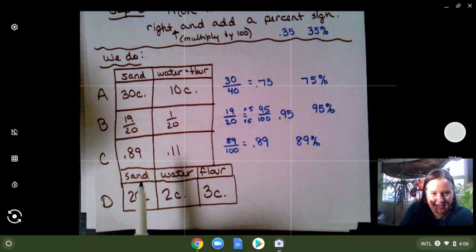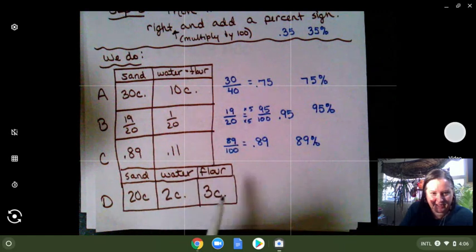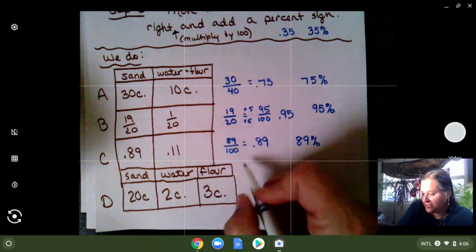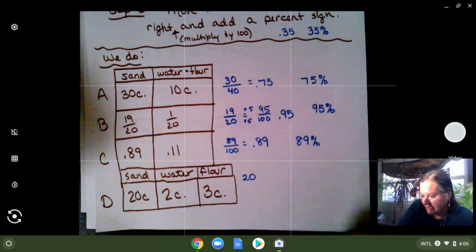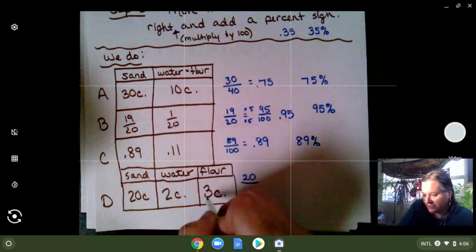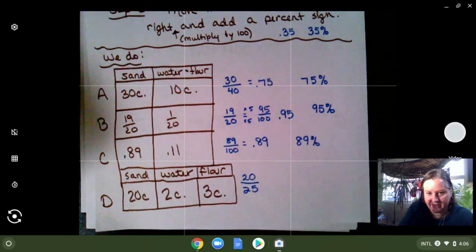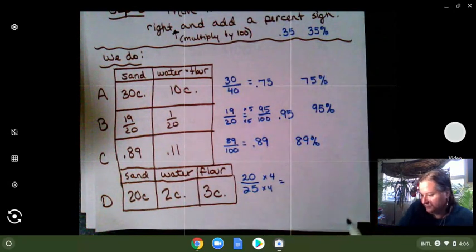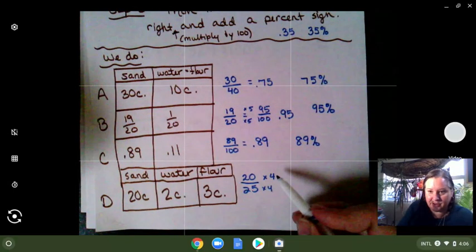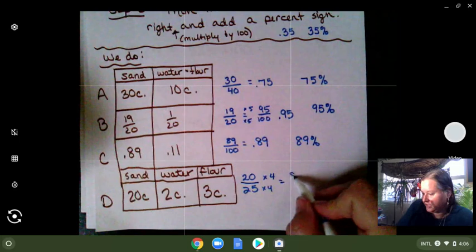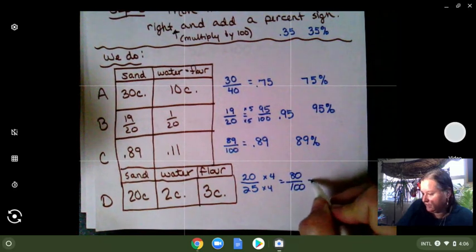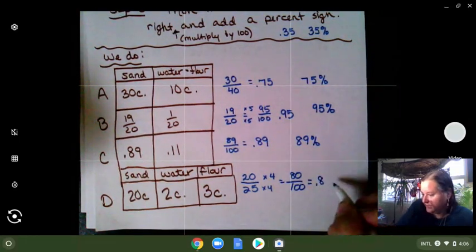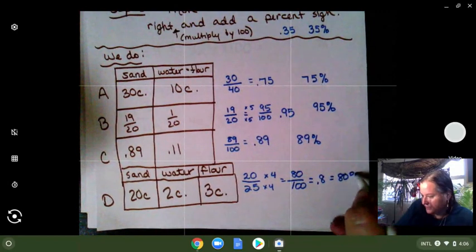Here we have sand, water, and flour. This one, they just separated the water and flour, but we do need to add them all in. So if we're just wondering what's the percentage of sand, we have 20 cups of sand, and then total, 20 plus 2 plus 3 would be 25. That's another one that's easy to get 100ths on the bottom. Remember, whatever I do to the bottom, I have to do to the top to keep it an equivalent fraction. So I'm going to get 80 over 100, which is equal to 0.8 or equal to 80%.